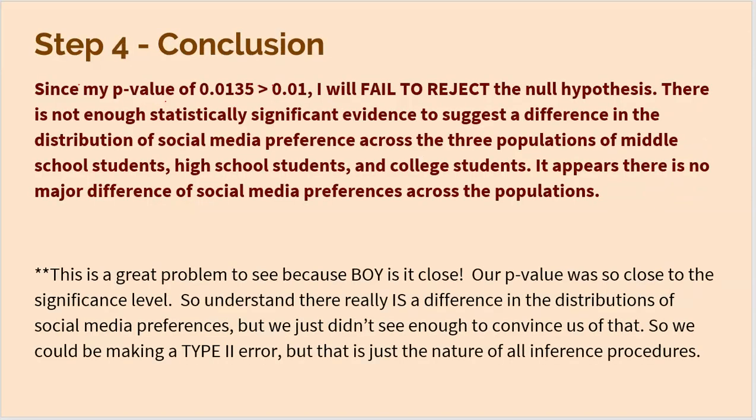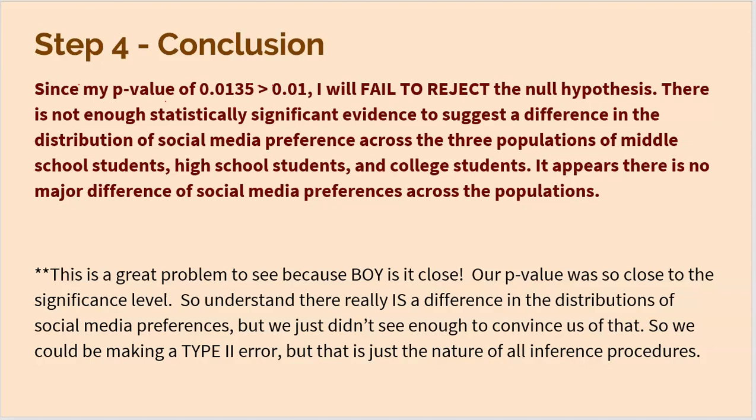Okay, so now for the conclusion. I'm not going to lie, it's close, but you got to follow the letter of the law. So since my p-value of 0.0135 is greater than 0.01, I will fail to reject the null hypothesis. There is not enough statistically significant evidence to suggest a difference in the distribution of social media preference across the 3 populations of middle school students, high school students, and college students. What a great conclusion. There's a lot of context I have there.